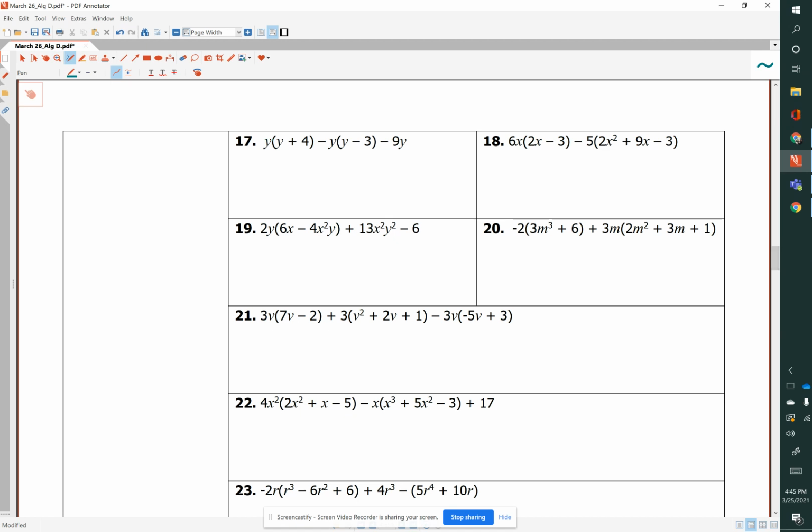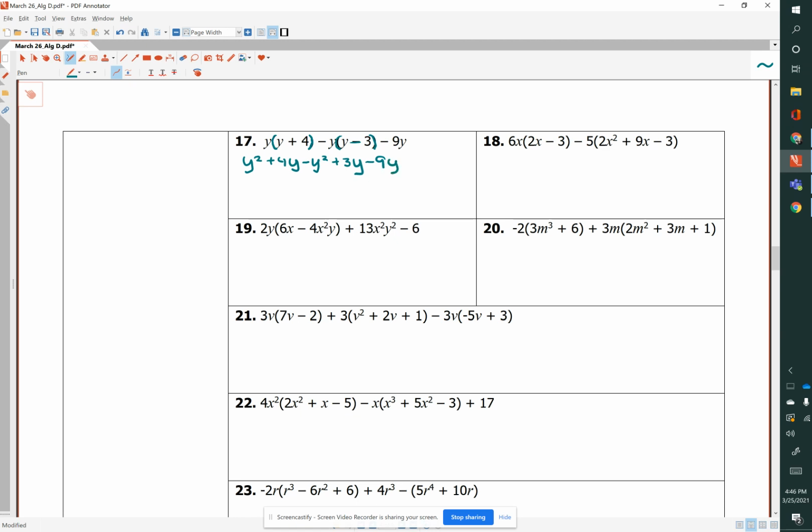17, y times the quantity y plus 4 minus y times the quantity of y minus 3 minus 9y. So we've got a polynomial going on here. Well, actually, once we distribute, we're going to have a polynomial. So y times y is y squared. Y times positive 4 is 4y. Negative y times y is negative y squared. Negative y times negative 3 is positive 3y. And we have our minus 9y at the end.